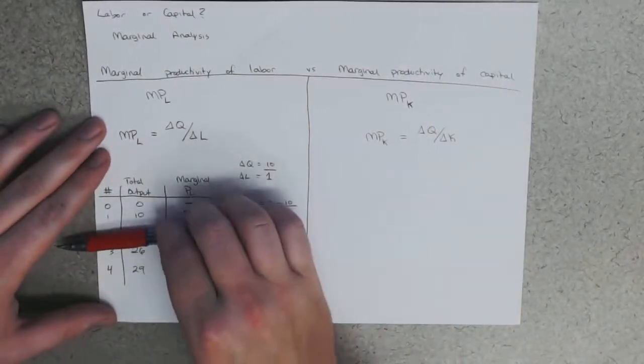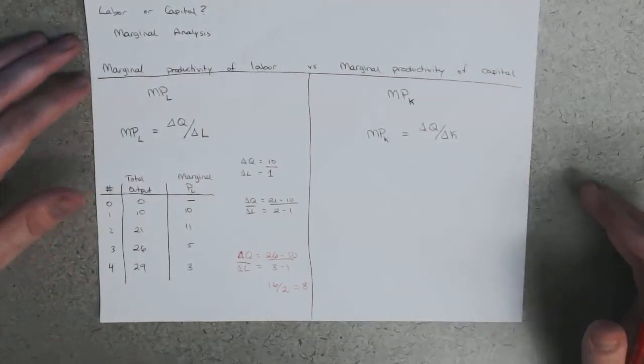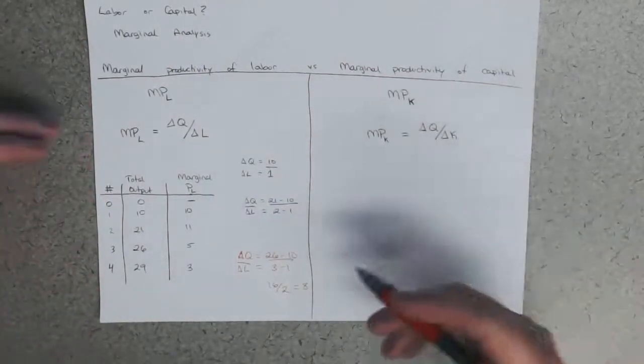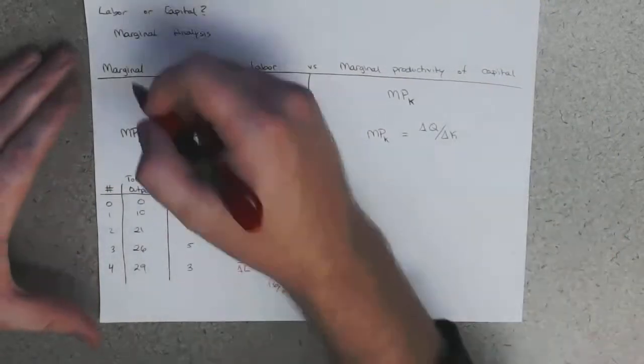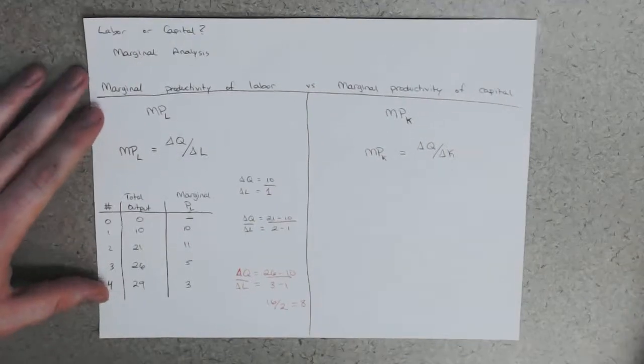Obviously, the more data you can get, the sharper your analysis can be, but you can do it with anything, right? You can get the average across them, no problem. Okay, so this is how we would calculate the marginal productivity of labor.